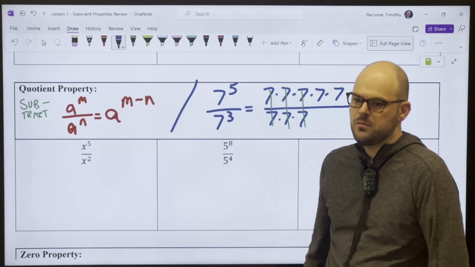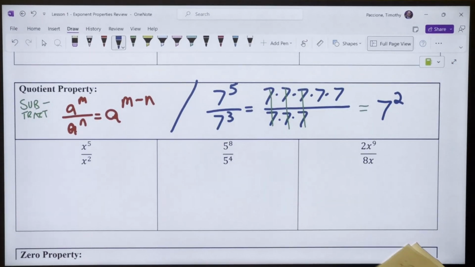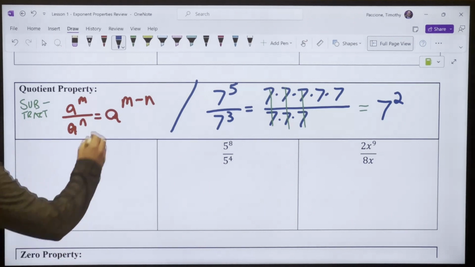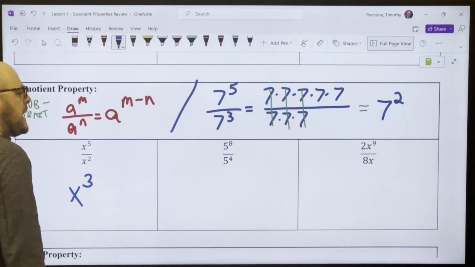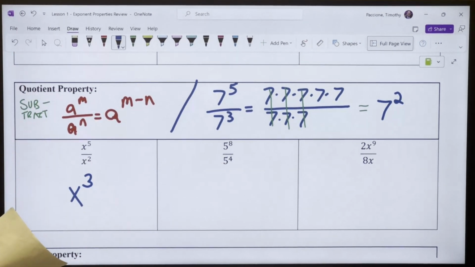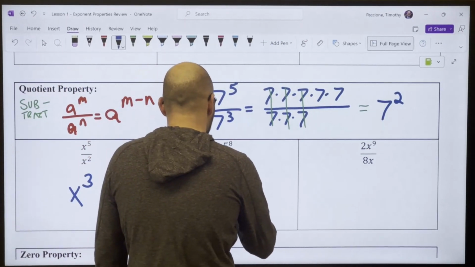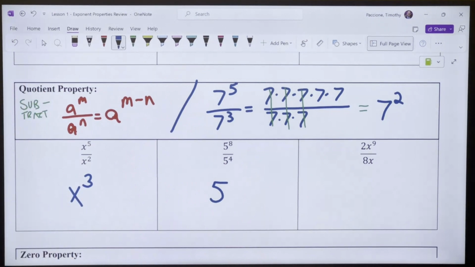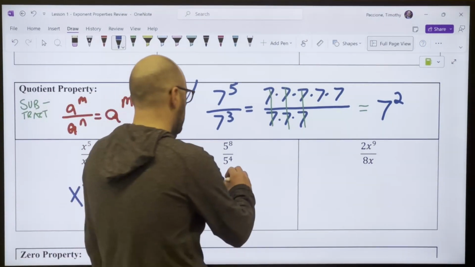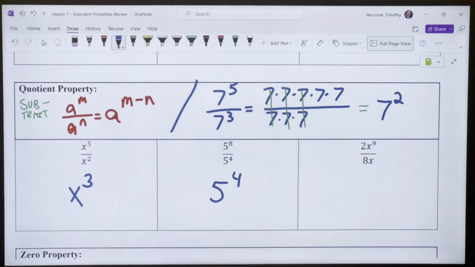Go ahead and do these problems. So if I have x to the 5th over x squared, I know I have the same base, and I just subtract. So that's x to the 3rd. If I have 5 to the 8th over 5 to the 4th, same base. Always keep your base, right? Don't divide the base. Don't give me 1. It's still 5. And then 8 minus 4 is 4. All right, just be careful. Leave the base alone. Keep the base.